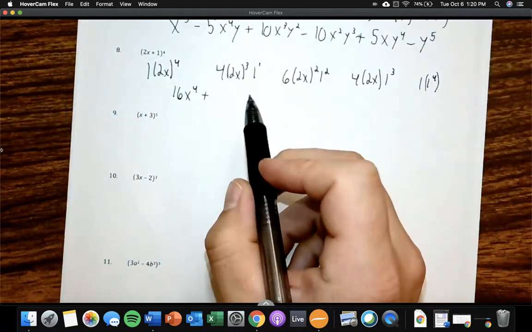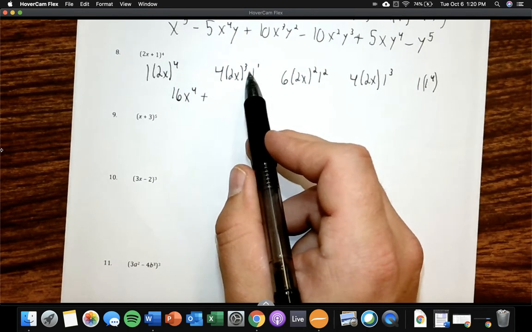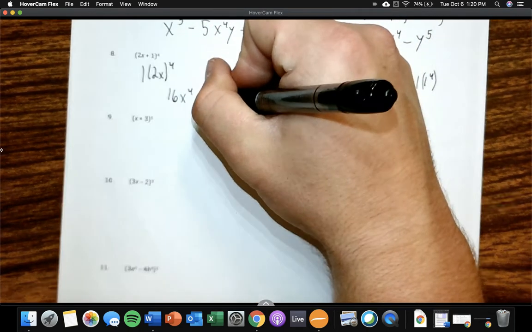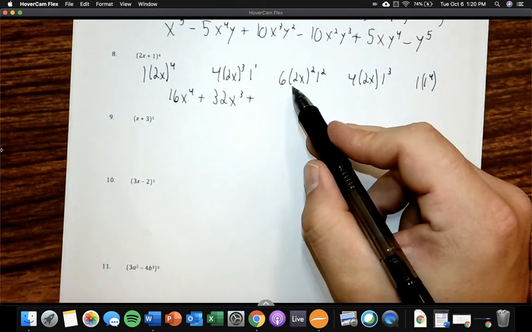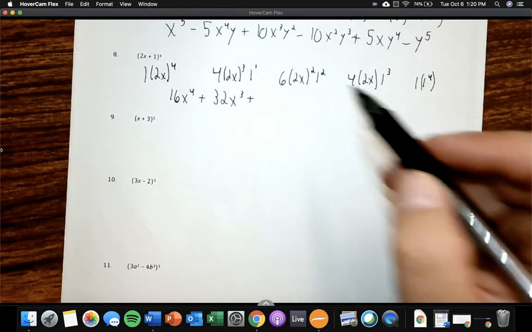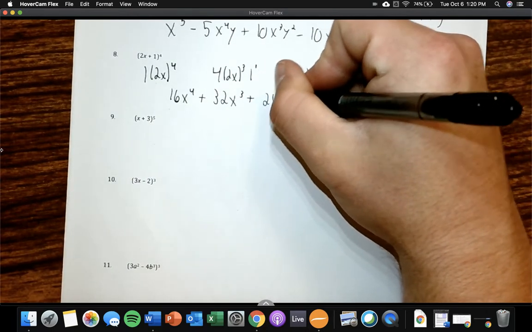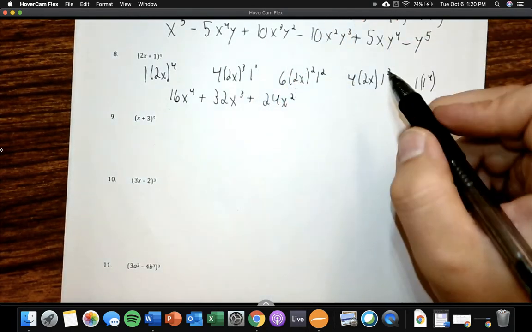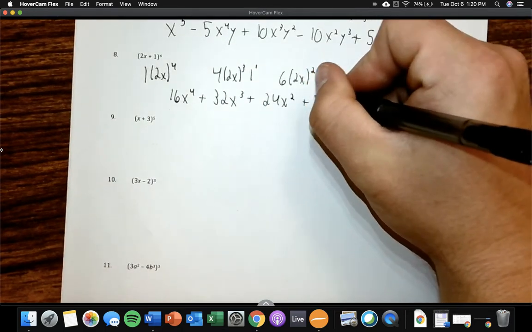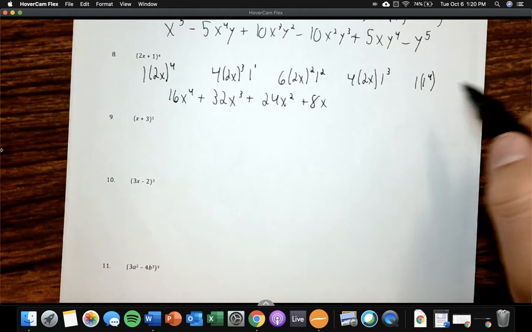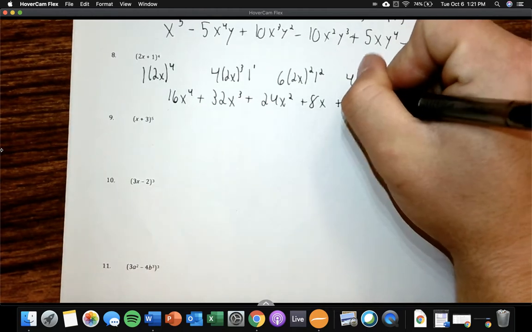And that's going to be plus 4 times 2 cubed times x cubed, which ends up being 32x cubed, plus 6 times 2 squared times x squared, which is 24x squared, plus 4 times 2 times x, which is just 8x, and then plus 1 to the fourth power, which is, again, just 1.